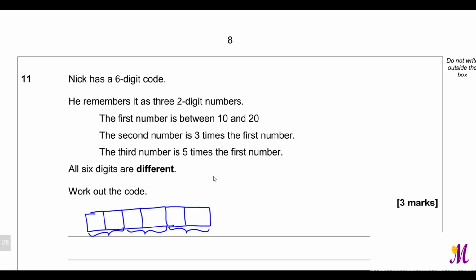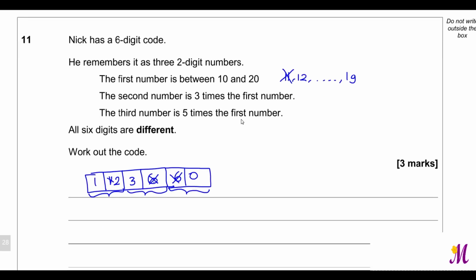Okay, let's try with the first number. It's between 10 and 20: 11, 12, and so on until 19. If we put 1 and 1 here for 11, it's not possible because the 6 digits are different. So we are not allowed to use 11. Let's use 12 instead. So we have 1 and 2, and then the second number is 3 times the first number. That means 3 times 12, which is 36. 3 and then 6. So far so good. And then the third number is 5 times the first number. So 5 times 12, which is 60. If we use 60 here, then 6 and 6 is not allowed because we're not supposed to repeat the numbers. So this is wrong.